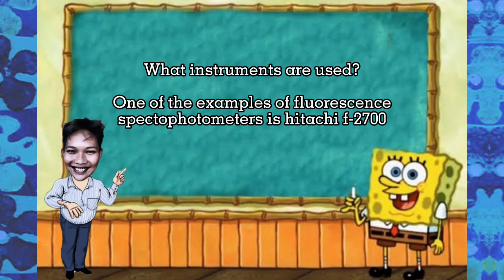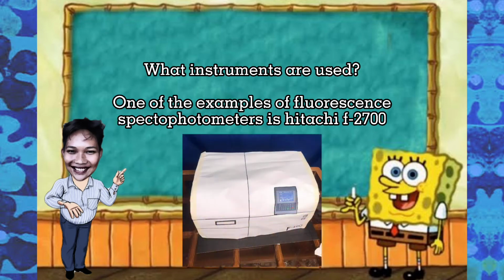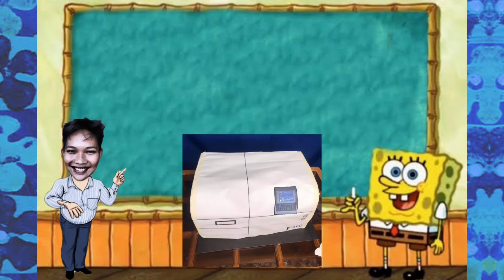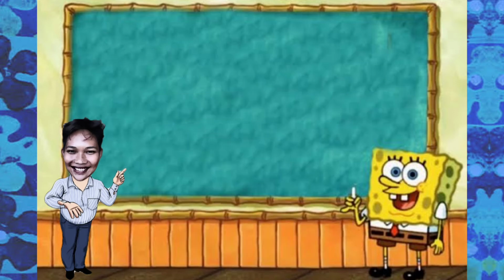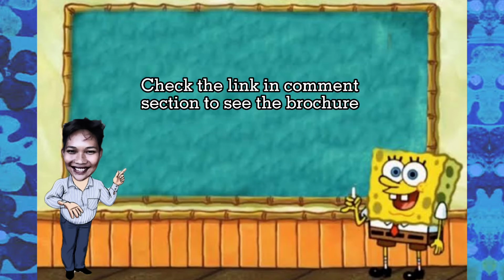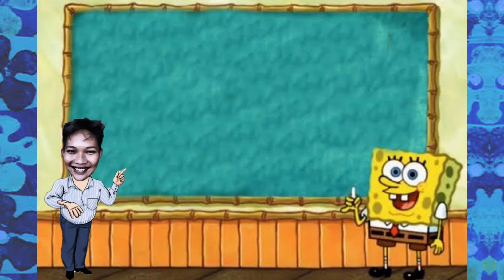Of course! One example of these instruments is the Hitachi F2700 Fluorescence Spectrophotometer. The features of this instrument are high performance and reliable data, wide application in quantifying analytes in material, biological, and environmental fields, and easy operation. If you seek any information about this instrument, you can check the comment for the link to the brochure. Now, we will get a grip on the main principles of fluorometry.